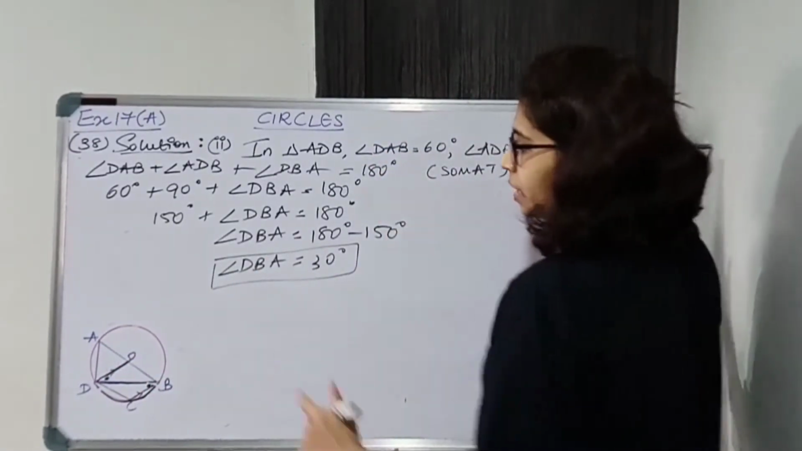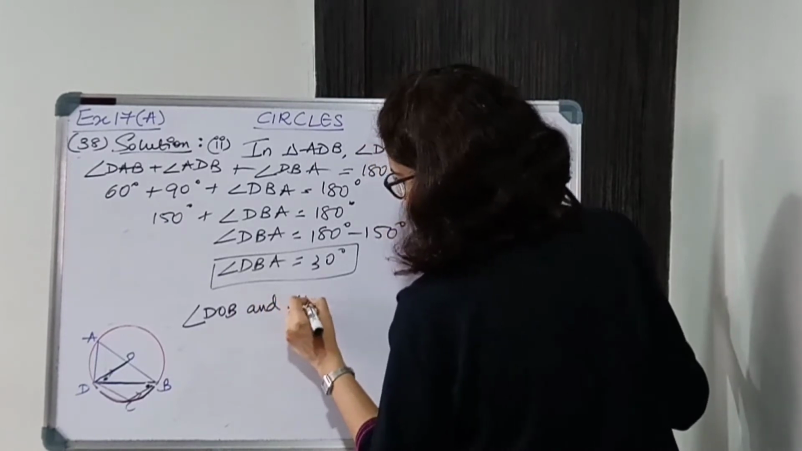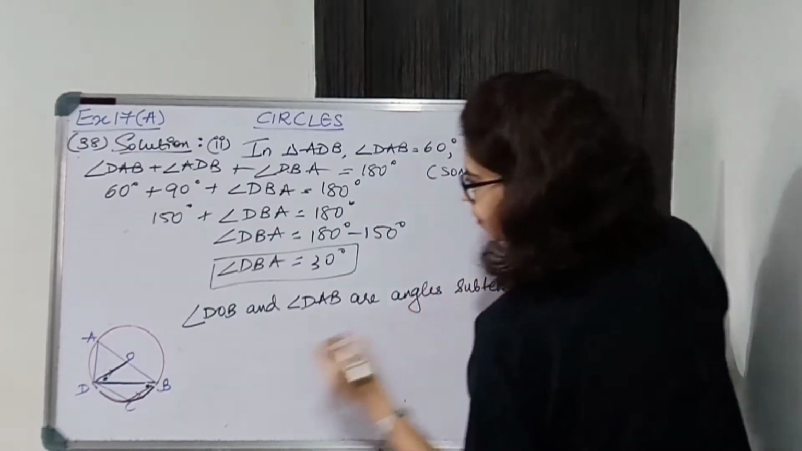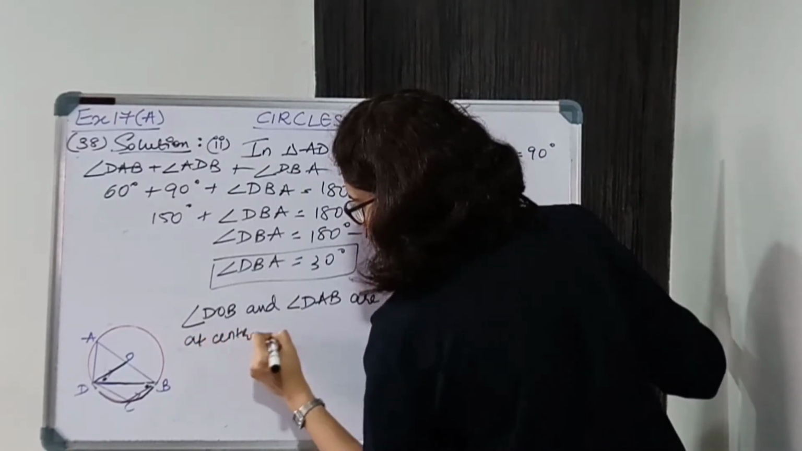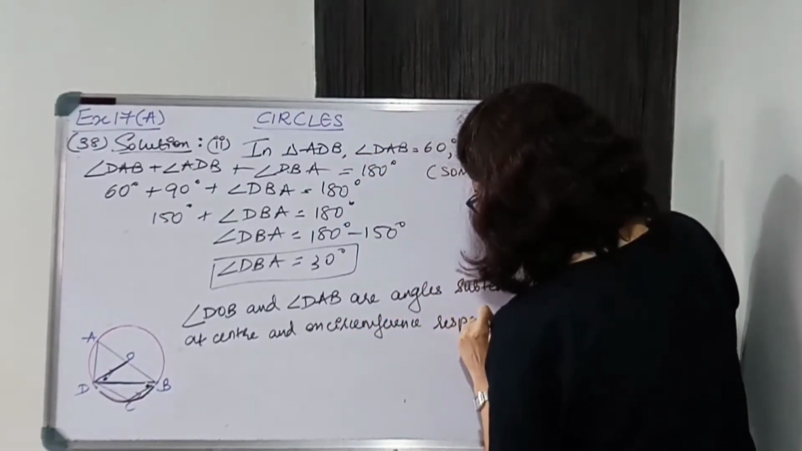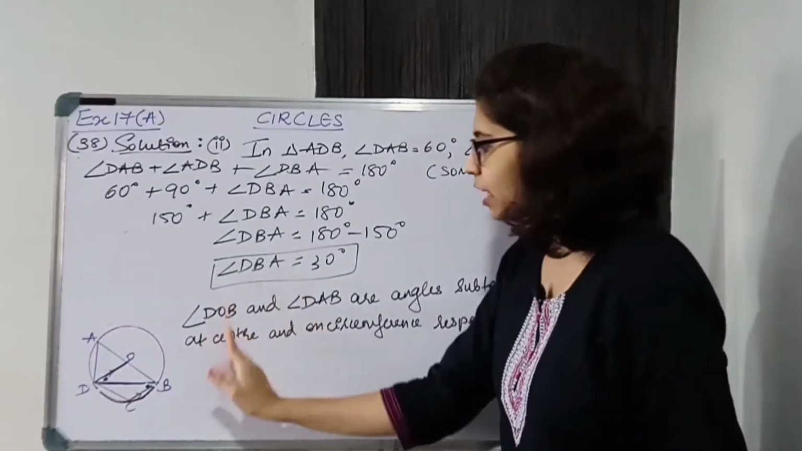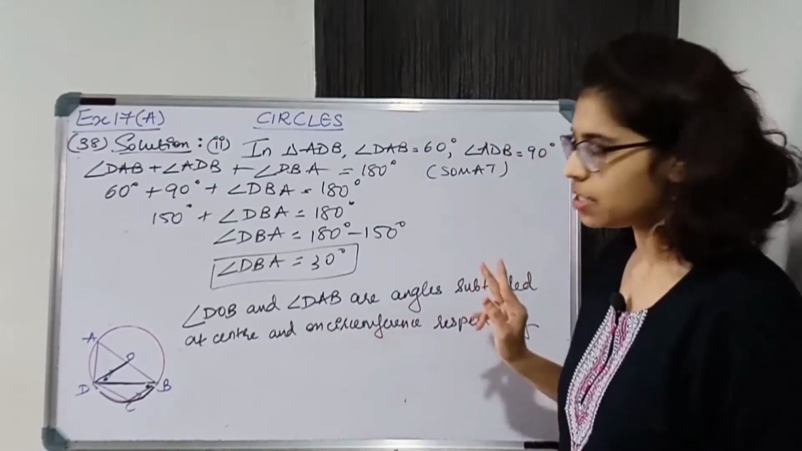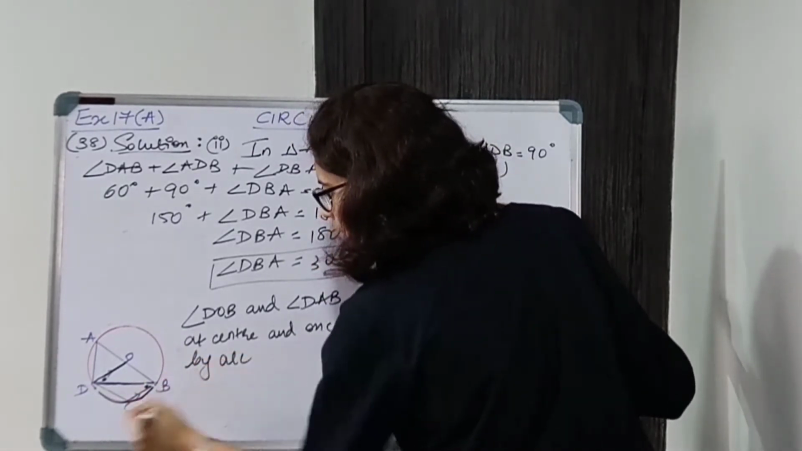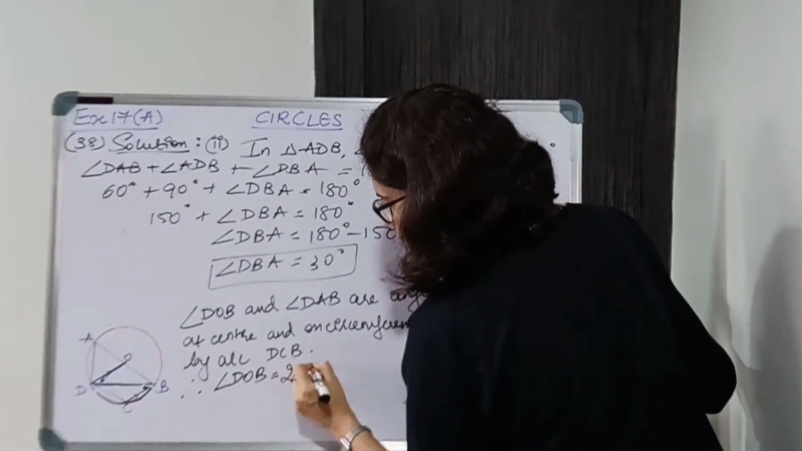That is the property. So angle DOB and angle DAB are angles subtended at the center and on the circumference respectively. Respectively means for DOB, at the center, and for DAB, on the circumference. The first statement applies to the first one and the second statement to the second one. So by arc, the same arc DCB, therefore angle DOB is twice angle DAB.